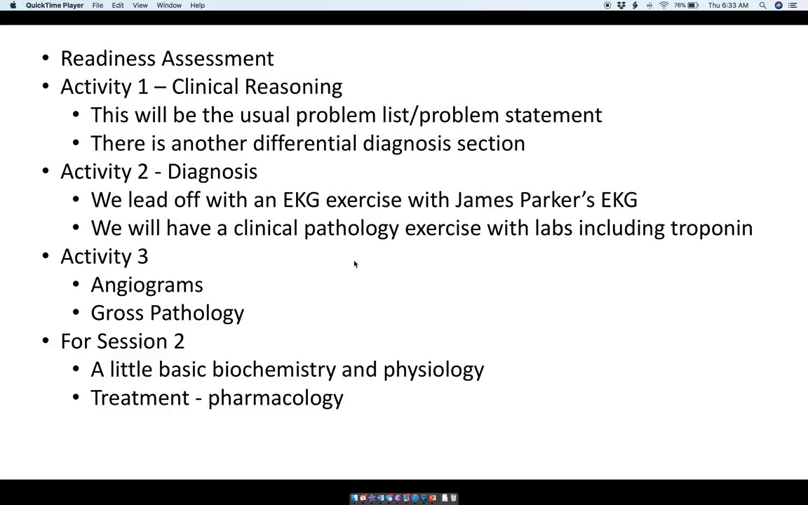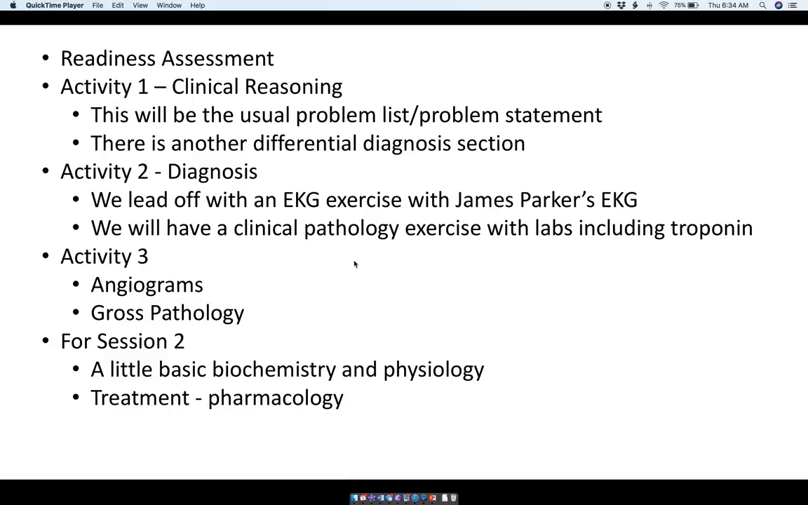Activity 3 starts out with some angiograms, and it ends up with one that could very well be a patient like James Parker. And then there's a gross pathology exercise where students are asked to match images to the clinical situation, all of which are MI related.